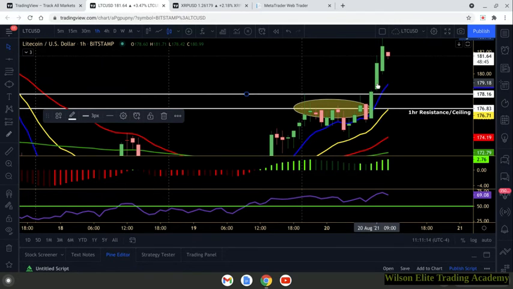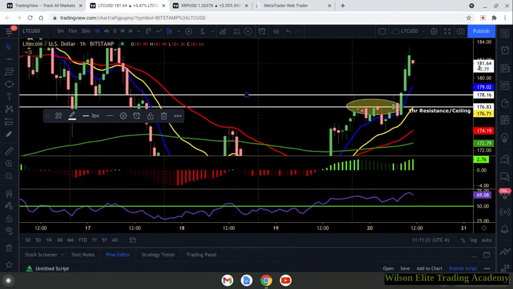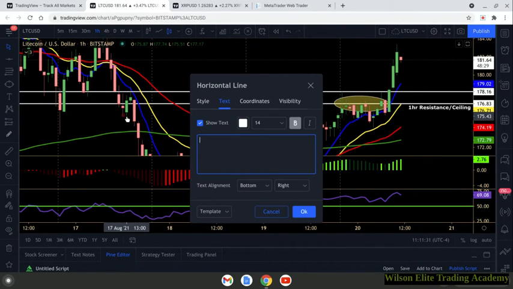But then at 9 o'clock, the buyers got strong and they broke and closed all the way out. Now, this is what we look for. Remember, we look for price to make a low, a high, and then a higher low. So if this was the previous high that price broke out of, right? Price broke the zone.